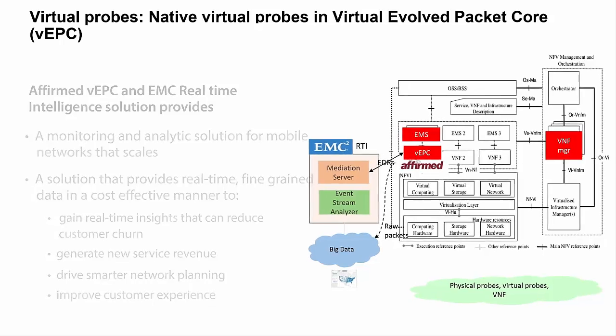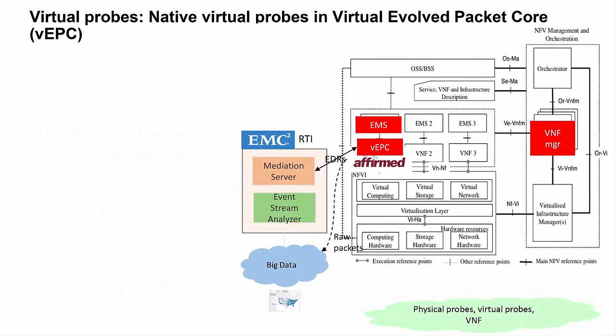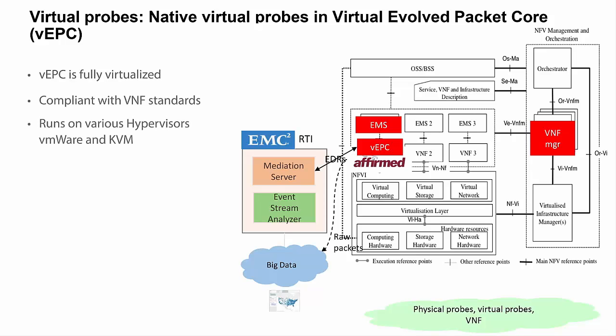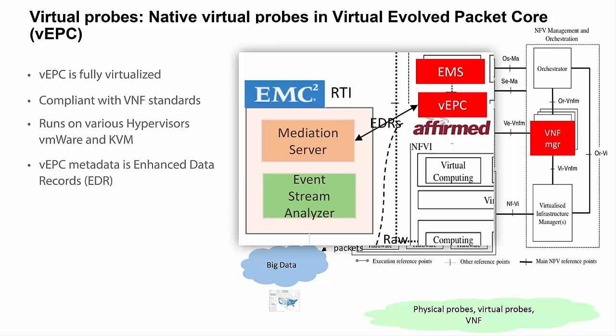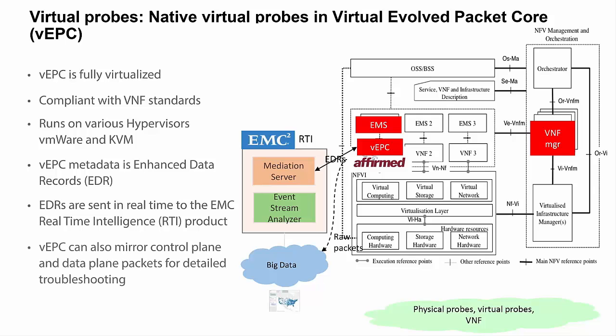If we move to the VNF stack on the right side of the slide, we can see that the virtual EPC is fully virtualized. It is compliant with VNF standards and runs on VMware and KVM. As traffic is processed by the virtual EPC, metadata reflecting subscriber activities is generated. The generated metadata is also called EDRs, Enhanced Data Records, and EDRs are sent in real time to the EMC Real-Time Intelligence product. The virtual EPC can also mirror control plane and data plane packets for detailed troubleshooting.